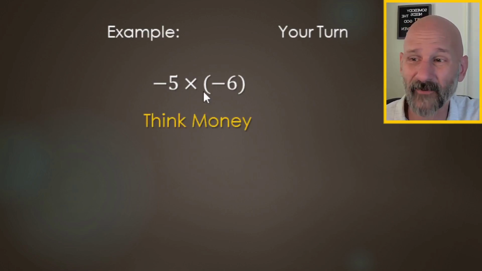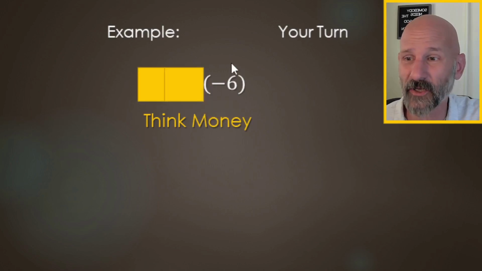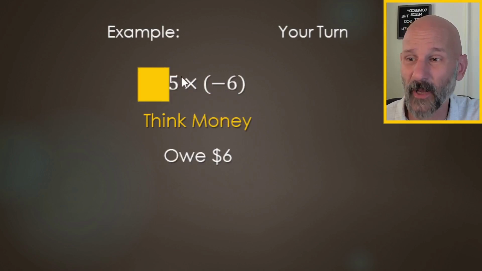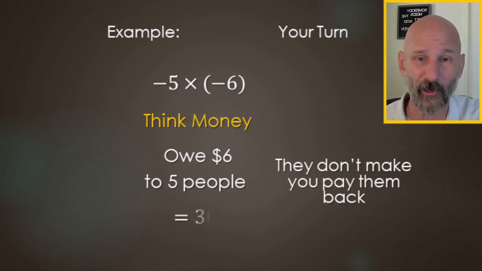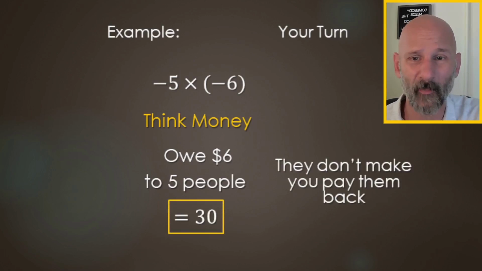Right, so we have a negative times a negative. We're thinking money, right? You got to pay 6 to how many people? 5 people, but they're not going to make you pay it back. You just get to keep the money. Negative times a negative is positive, and then 5 times 6 will be 30. Okay, so answer to this one, positive 30.